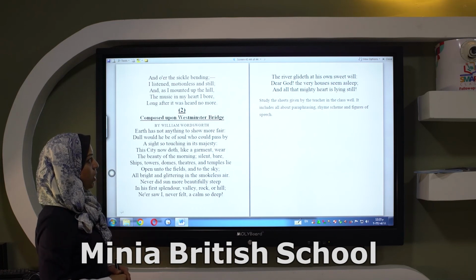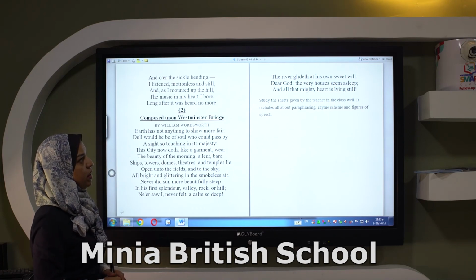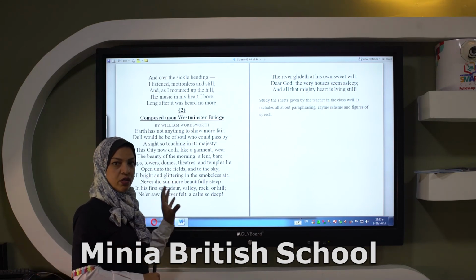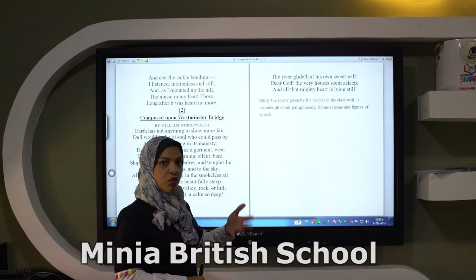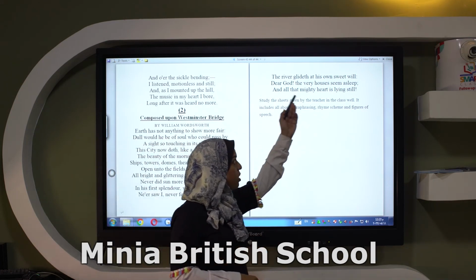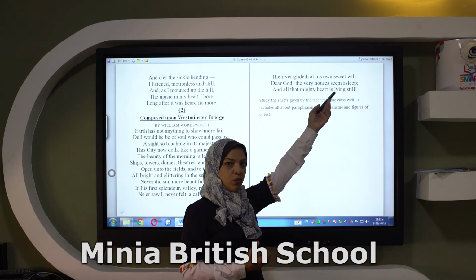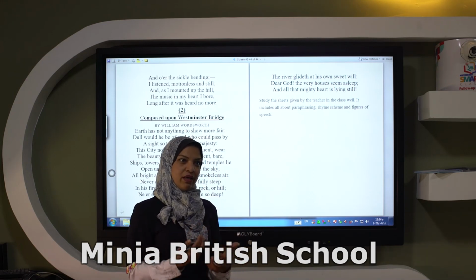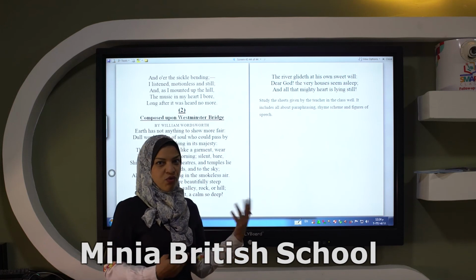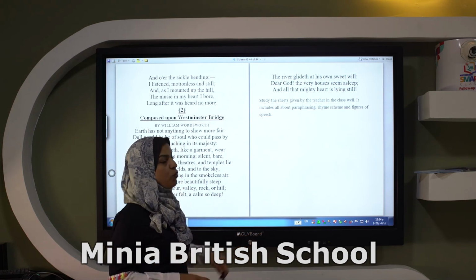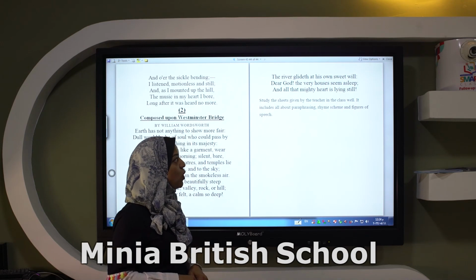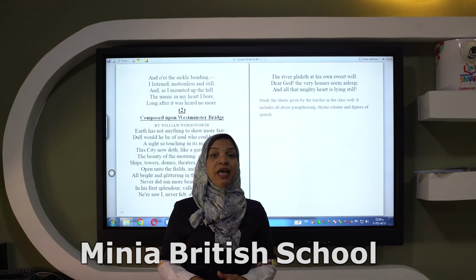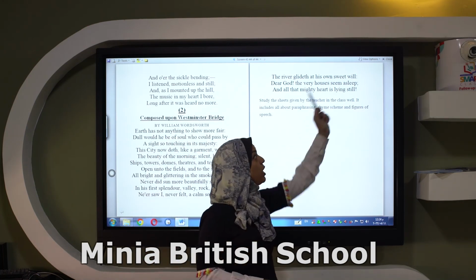Right here, the river glideth at his own sweet will. Also one of the most dominant figures of speech, which is also personification, because we know that rivers flow, but rivers do not have will. And the word will refers to your determination, like what you wish for. And rivers are not humans to wish. So here we have another personification in which the poet is trying to personify the river as a person who has his own will.